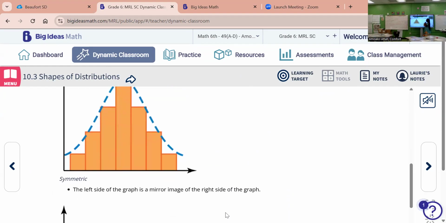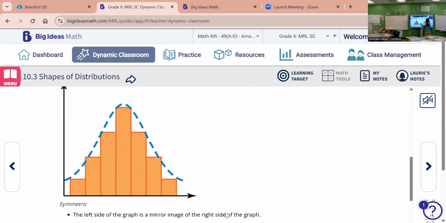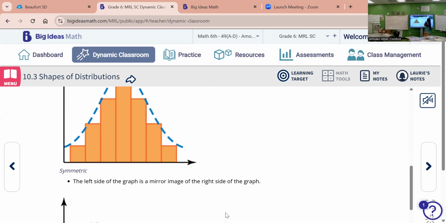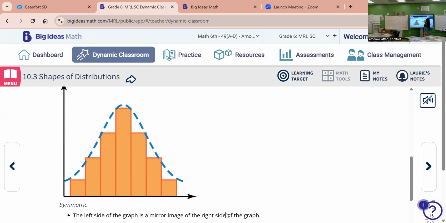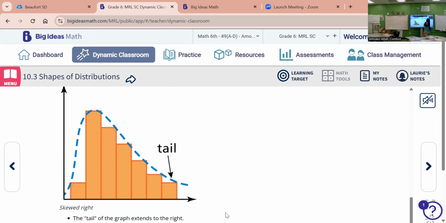Then I have symmetric. Symmetric is when the left data is a mirror of the right data. So basically, the left and the right are the same. The left side of the graph is a mirror image of the right side of the graph. So they are the same. That is symmetric.